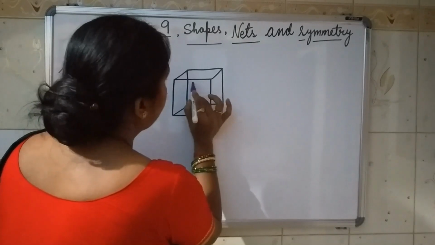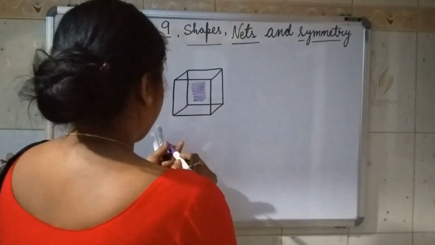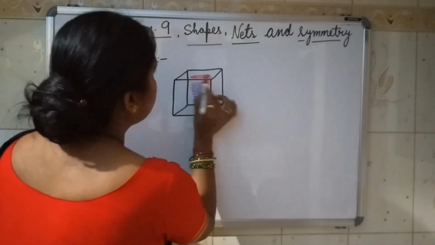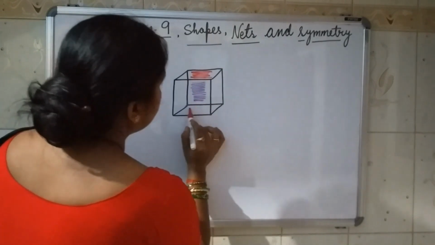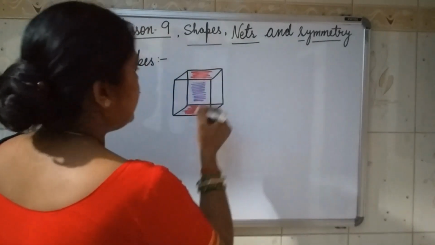So this is the back one. I am coloring it with the blue color. Then this is the top one. I am coloring it with the red color. This is the top one, and this is the bottom. Same color.